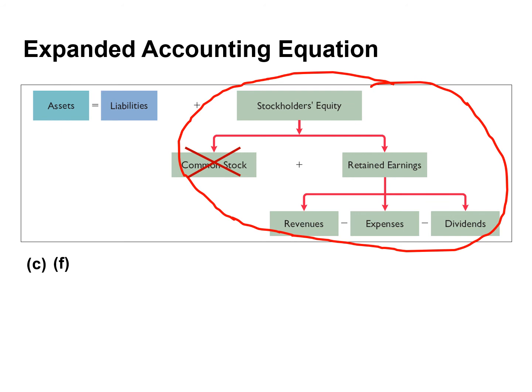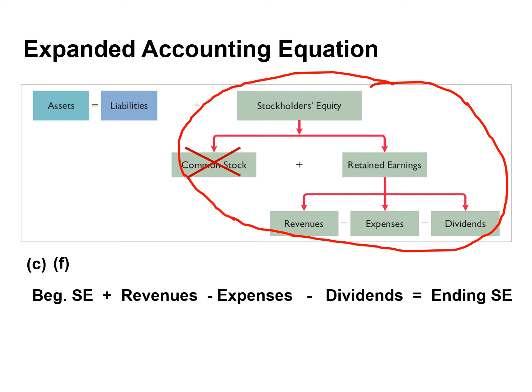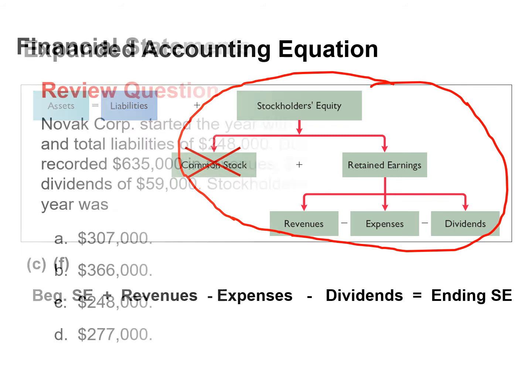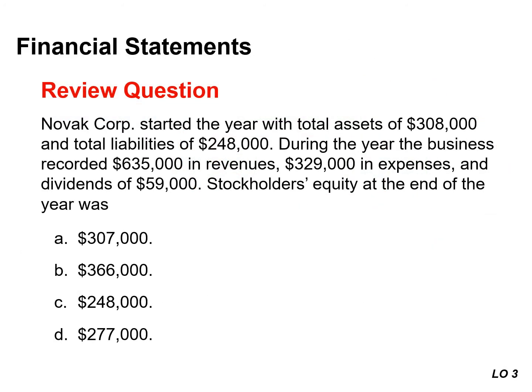All right, so what you're going to do is use the following formula. Our beginning stockholders' equity plus revenues minus expenses minus dividends equals the ending stockholders' equity. So again, you're just going to fill in the numbers that you have and essentially solve for the unknown. You typically see a question like this on the exam, so do me a favor and pause this and try and solve this question.